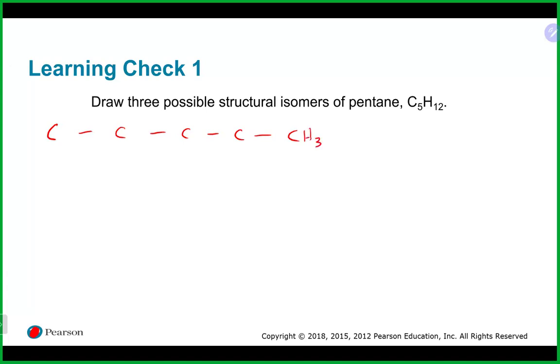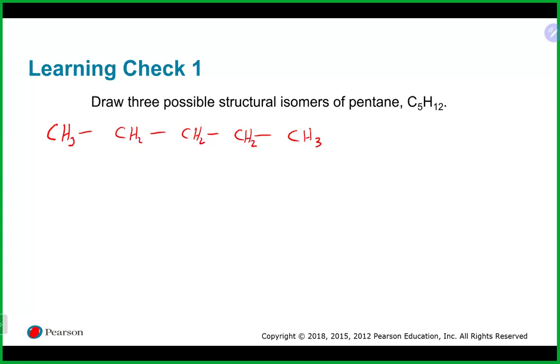So the one at the end needs 3 to get the 4 bonds. The one next to him needs 2 hydrogens to get the 4 bonds, and the next needs 2, and the next needs 2, and the last needs 3. That should give me 3, 5, 7, 9, and 12 hydrogens. So that definitely is C5H12.